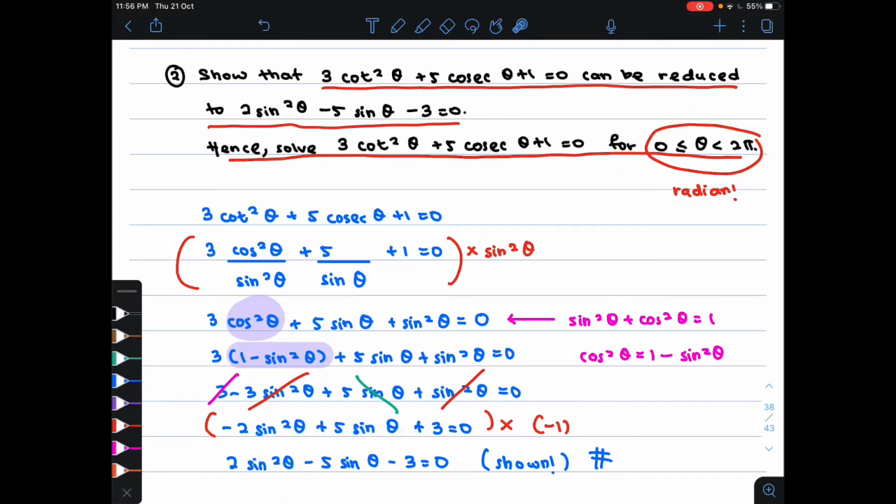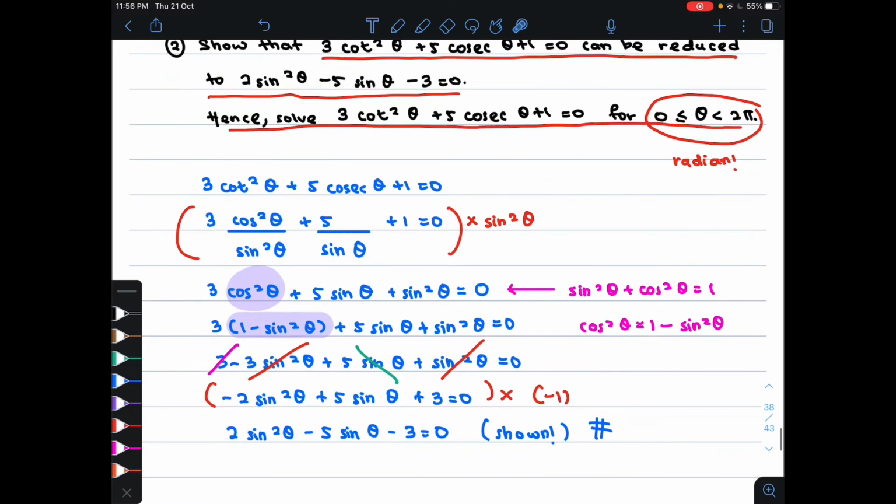A short reminder to students. For the first part here, you need to show that this equation can be reduced to this equation. Say that you start with your equation but you cannot show this final equation here. That is okay. If you cannot find your answer here, that's fine, because you can still use this answer given here in order to solve for theta. So just use the information given to you in order to solve for the second part. So let's do that now.